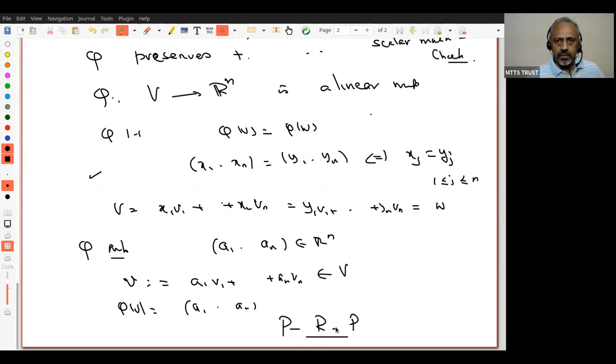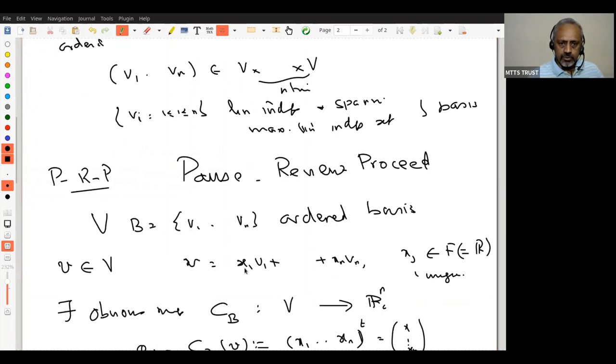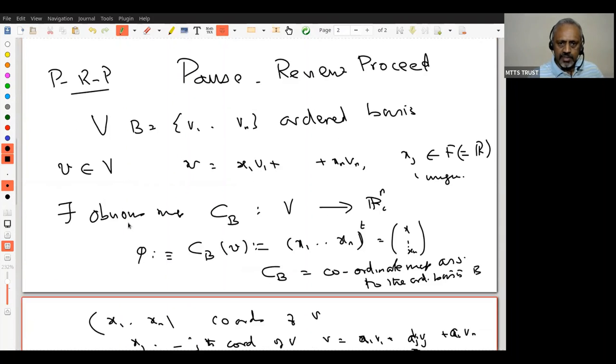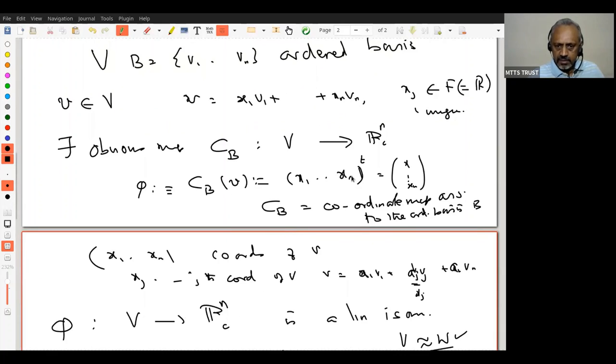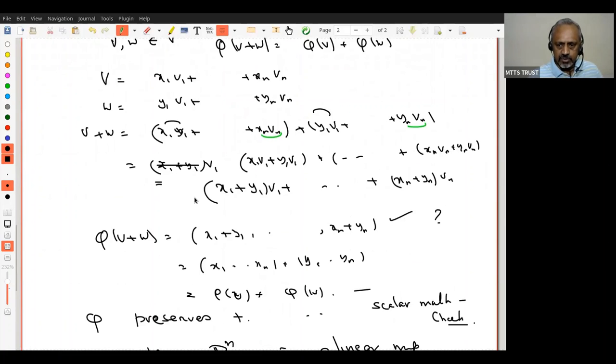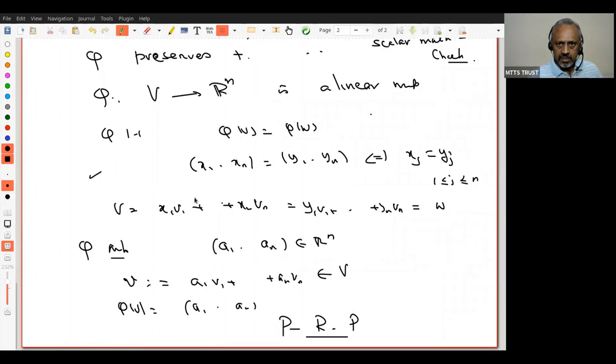What have we shown now? We have shown that the coordinate map, once you give me an ordered basis, I have a coordinate map. What is the coordinate map? Take v, write it as a linear combination x1 v1 plus ... plus xn vn. Then to each v, I associate the ordered n-tuple of real numbers (x1, x2, ..., xn). Either you can consider it as a row vector or as a column vector, but I would prefer a column vector. So this map is what we call phi, or the coordinate map. We have shown that it is a linear isomorphism. So this is a very important special case of linear isomorphism. I hope all of you understand this.